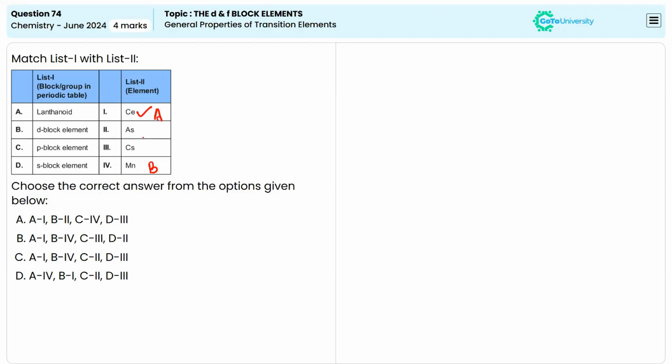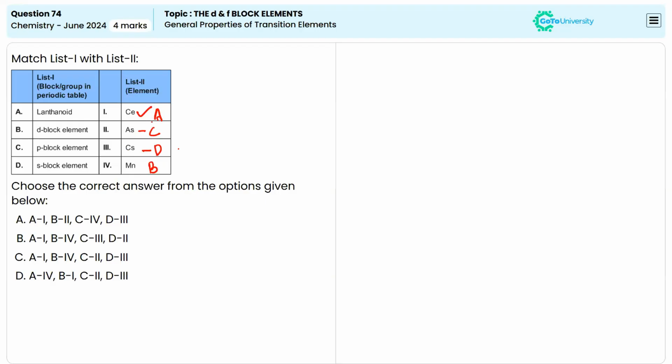Now coming to the P block element. Which among the following is the P block element? That is arsenic, right? So this is C. Now cesium. Cesium is the S block element. D. So it will be ACDB.